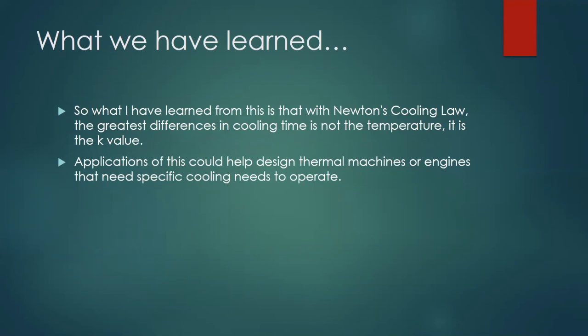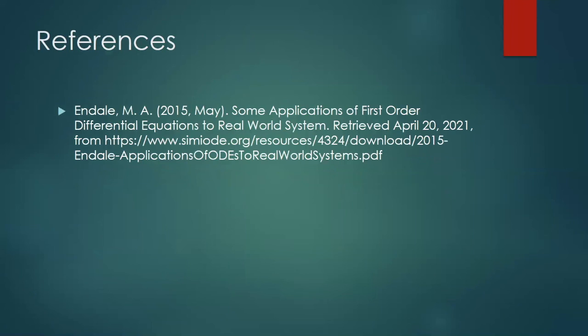I learned that if you really want to adjust the Newton's law of cooling equation, you need to really affect the k value. The differences in temperature aren't too significant, but the k value is what's really significant. We can use this in applications where we design engines, machines, or anything that needs cooling. And here is the article that I used for all this information.